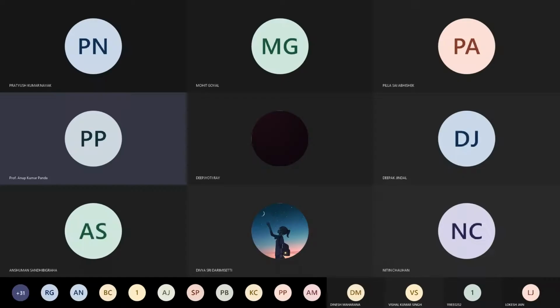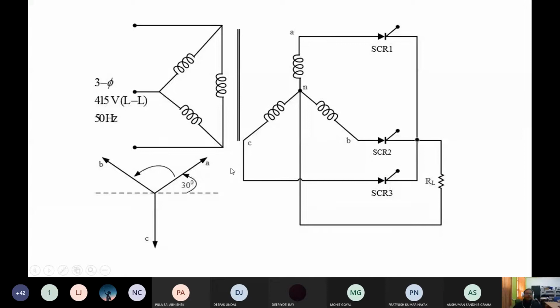This is half wave. The secondary has to be star connected because the neutral has to be brought out. The primary should maybe be star, but it's better to have a delta winding to give a path for the third harmonics current.